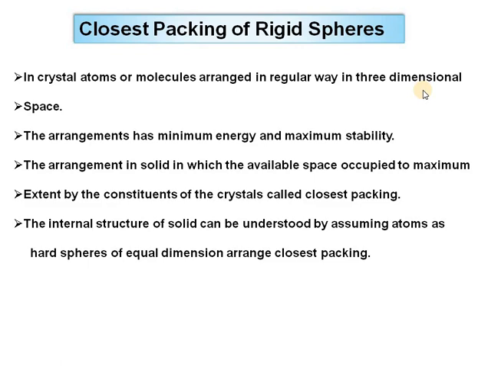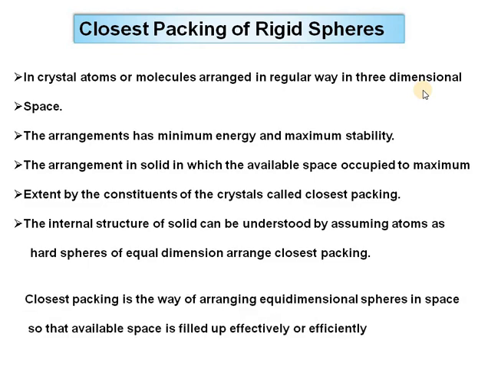The internal structures of solids can be understood by assuming the atoms as hard spheres of equal dimension that can arrange as closest packing. This closest packing can be done by arranging equidimensional spheres in space, and hence the available space can be filled up effectively or efficiently.